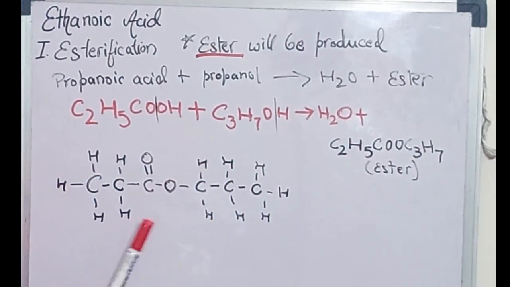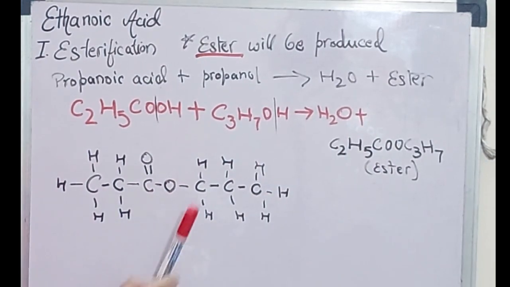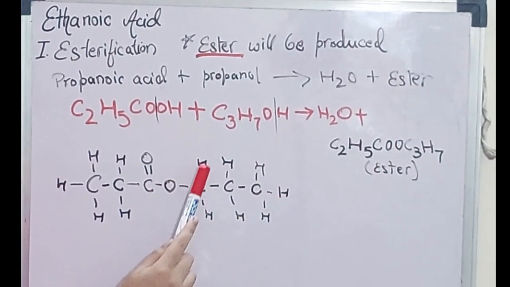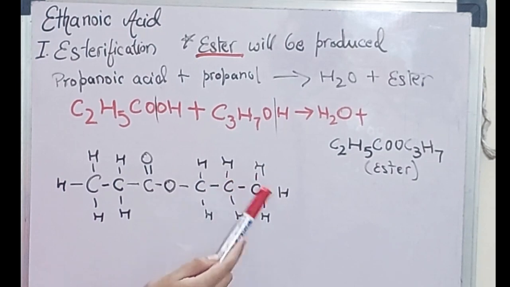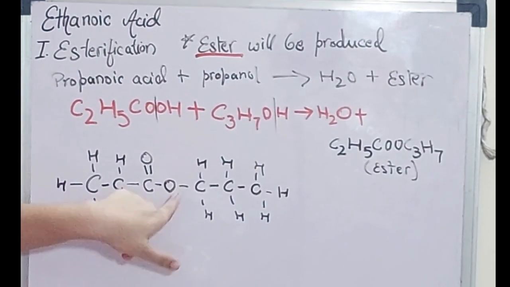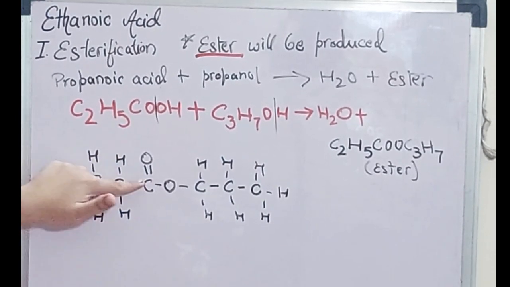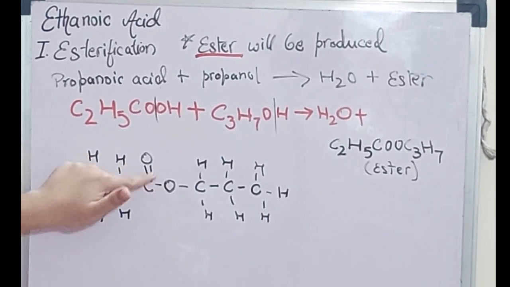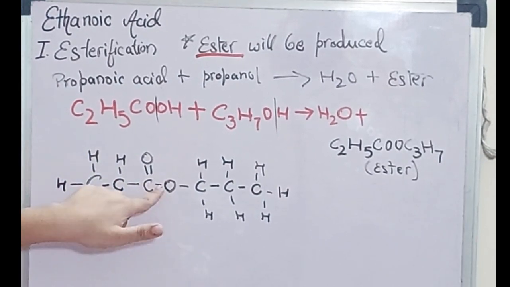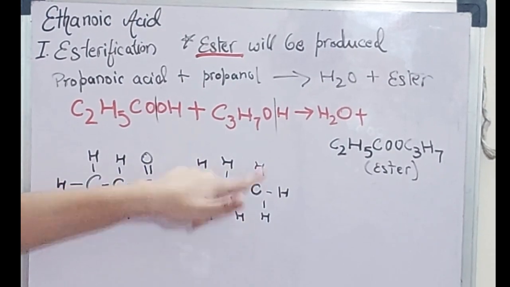Okay, so checking it, C2H5, 1 2 3 4 5, C double bond oxygen, single bond oxygen, then 3 carbon 1 2 3 and 7 hydrogen 1 2 3 4 5 6 7. You can check the valency for each carbon that it should be 4. The valency of oxygen should be 2. So 1 2 3 4, 1 2 3 4, 1 2 3 4. This oxygen 2 valency, so 1 2. Then again carbon 1 2 3 4, 1 2 3 4, 1 2 3 4.